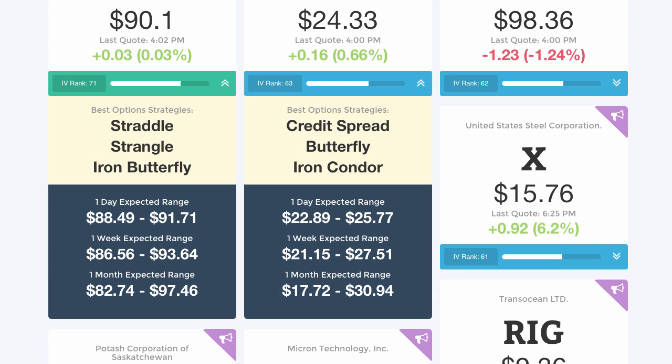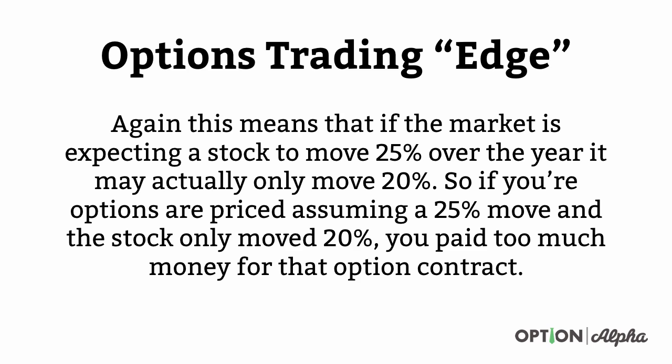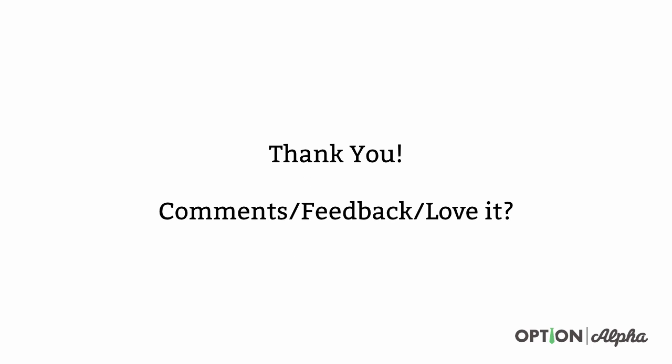Again, the key here is that you really want to be focusing on selling options that have high implied volatility, understanding the difference between historical and implied volatility, because that is our edge as an options trader.